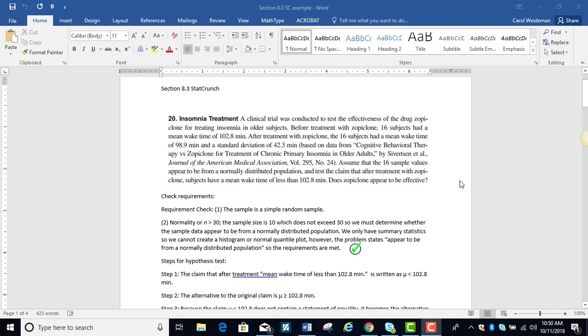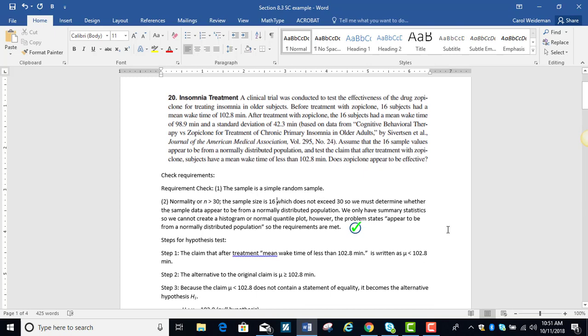First, we will check the requirements. Requirement 1, the sample is a simple random sample, that was stated in the problem. Normality or sample size greater than 30. The sample size is 16, which does not exceed 30, so we will need to check whether the sample data appear to be from a normally distributed population. We only have summary statistics, so we cannot create a histogram or normal quantile plot. However, the problem states, quote, appear to be from a normally distributed population, so the requirement is met.